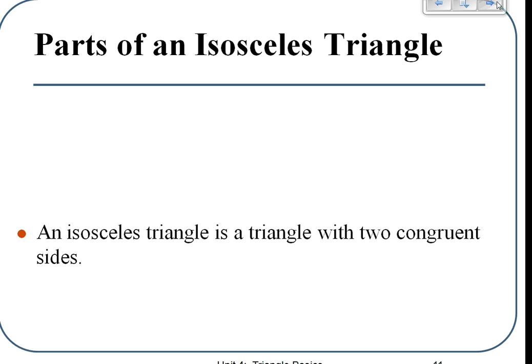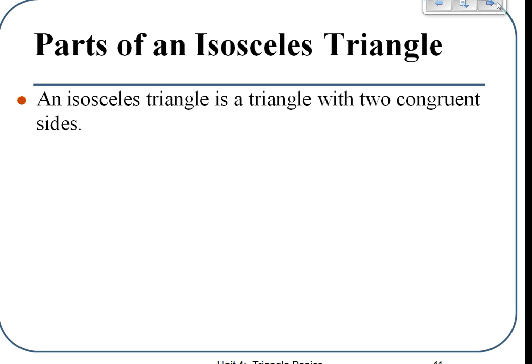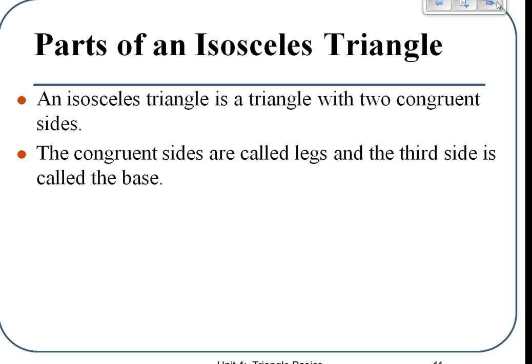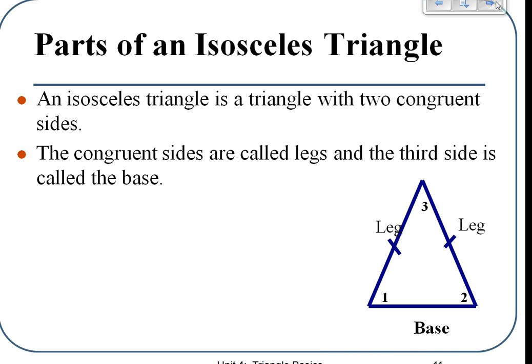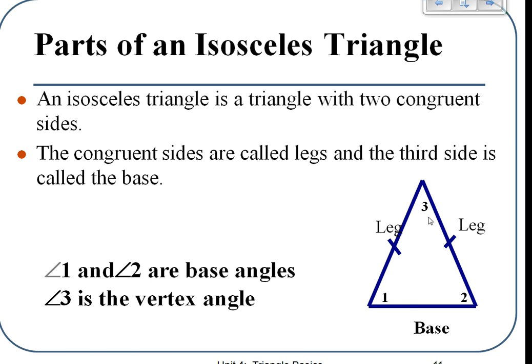Parts. So we're doing anatomy of an isosceles triangle. An isosceles triangle is defined as a triangle with two congruent sides. The congruent sides are called legs, and the third side is called the base. So in this triangle, the legs are between angle 1 and angle 3, and angle 2 and angle 3, and my base is between angle 1 and angle 2. These are called the base angles, and 3 is called the vertex angle.